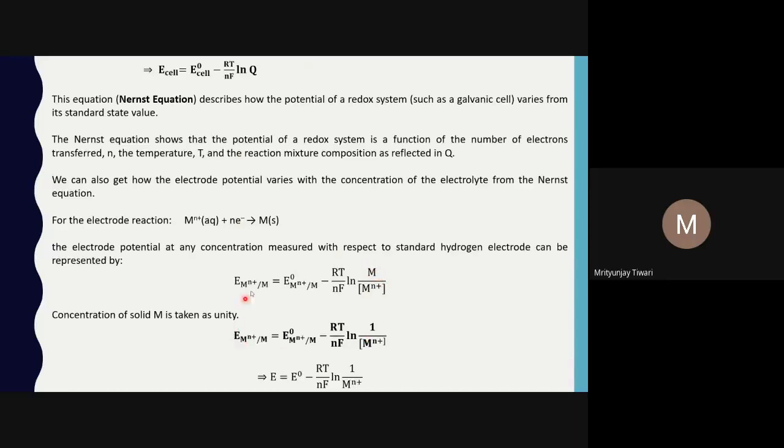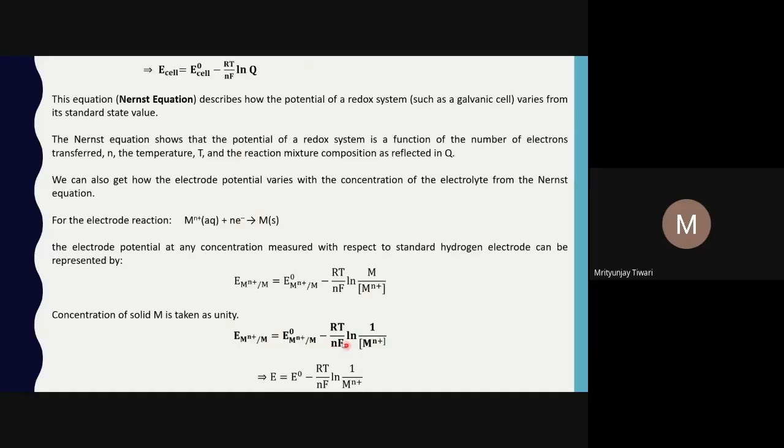And once this is unity, we can write E for M^n+ by M. This is for the half cell only. The electrode potential at a non-standard condition is equal to the electrode potential at standard condition, or the standard reduction potential, minus RT by nF ln. Again the same equation.